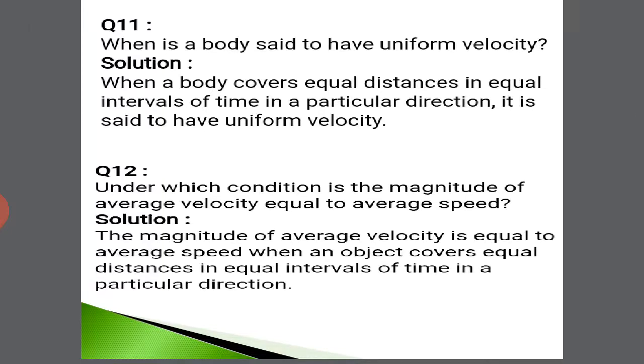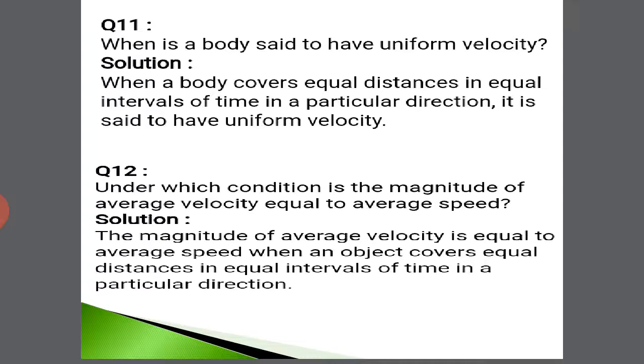when is a body said to have uniform velocity? If it covers equal distances in equal intervals of time in a particular direction. Got it? Direction is the important factor. It is said to have uniform velocity.